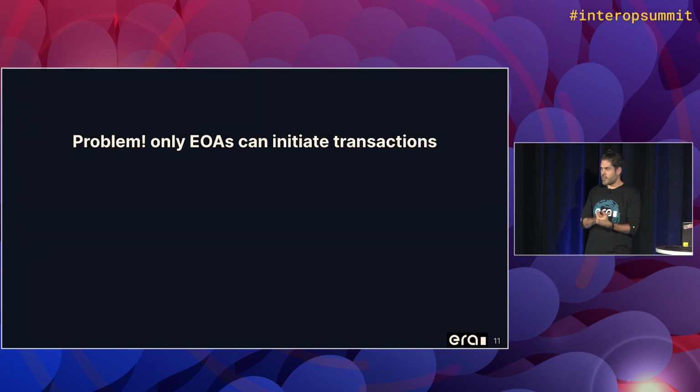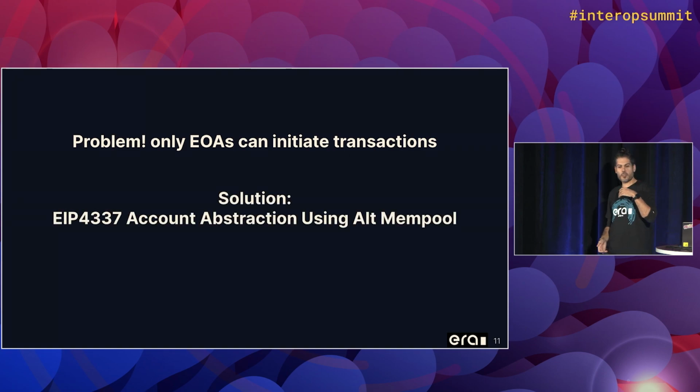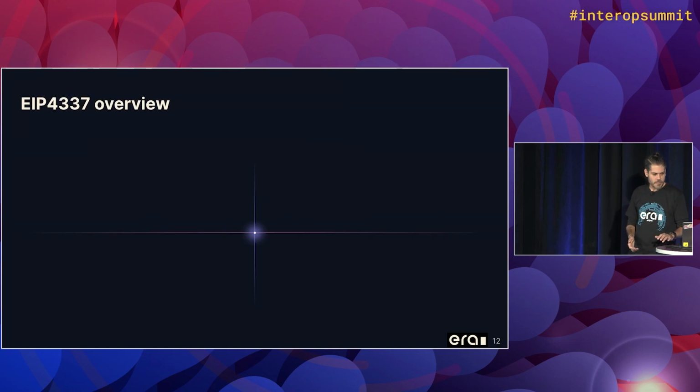But there is a catch with all of this. As we mentioned earlier, only externally owned accounts can initiate transactions. So if we all say, okay, smart contract accounts are great, let's use them, how are we going to initiate transactions? Smart contract accounts cannot do it. That's what EIP 4337 is trying to solve. This EIP is called account abstraction using an alternative mempool. So let's deep dive into it.